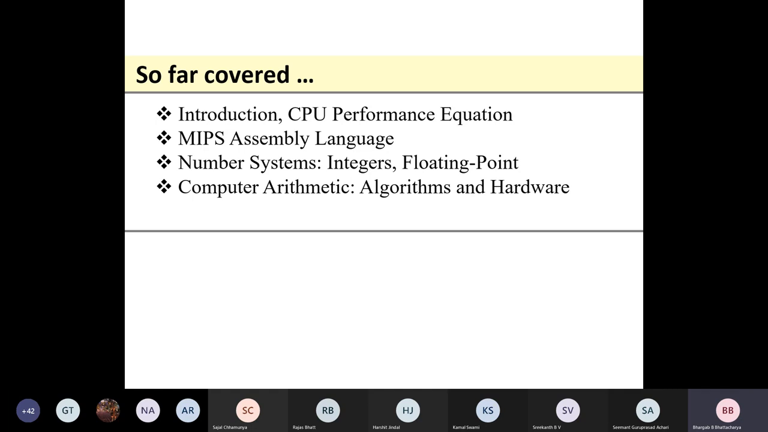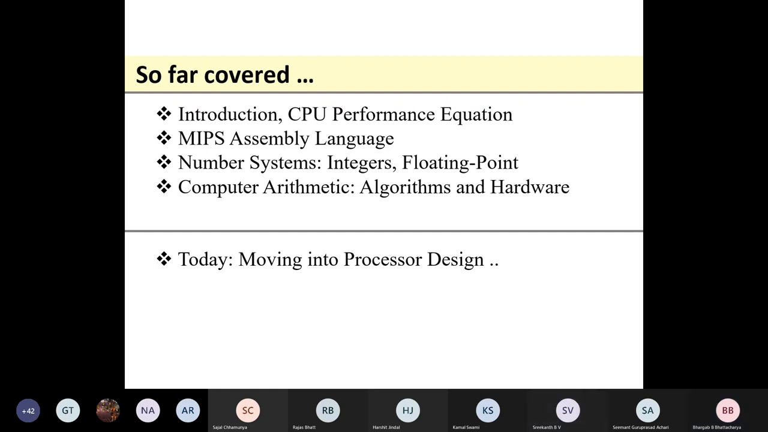We have covered all these topics like CPU performance equation, Amdahl's law, and so on. MIPS assembly language instructions, then number systems, integer and floating point arithmetic, algorithms and hardware. So the next step, the most important one, is moving into the processor design, how we are going to interconnect these ideas. So now we understand what the CPU parameters are, what parameters would impact the CPU performance. We understand the nature of instruction set.